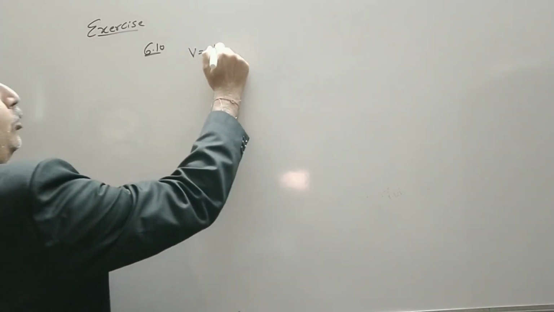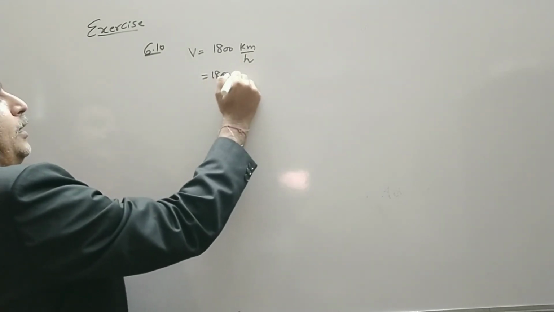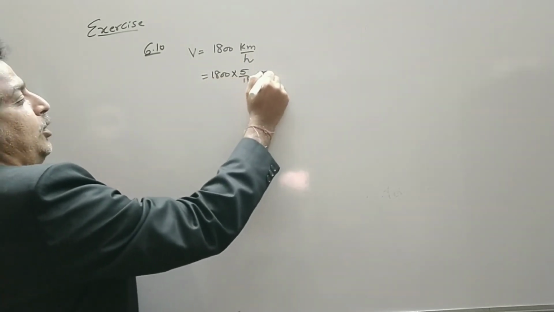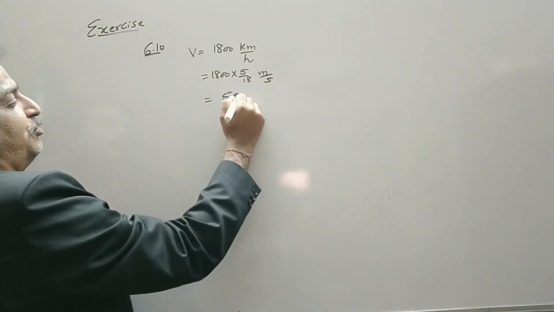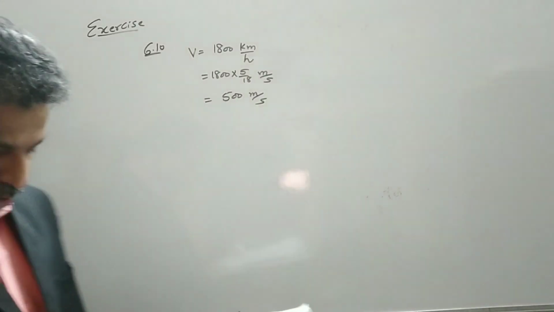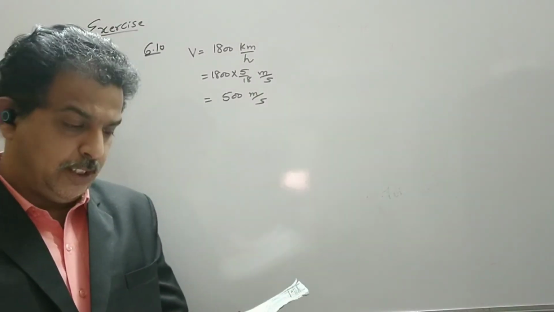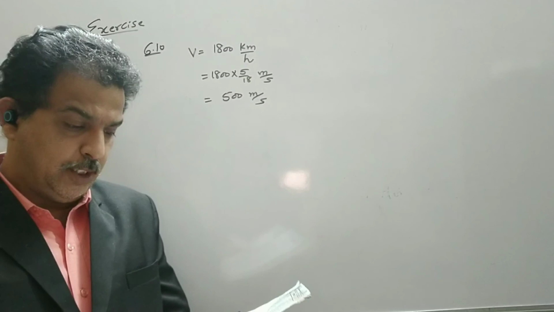It is given that a jet plane is traveling towards west at the speed of 1800 km per hour. So speed of the plane towards west is 1800 km per hour. That is equal to 1800 into 5 upon 18 to convert it into meter per second. So that is 500 meter per second. It is traveling towards west. What is the voltage difference developed between the two ends of the wing having a span of 25 meter? So the length of the wings is 25 meter.